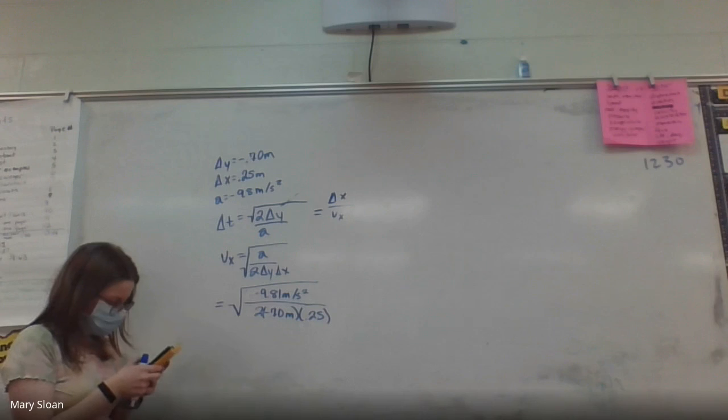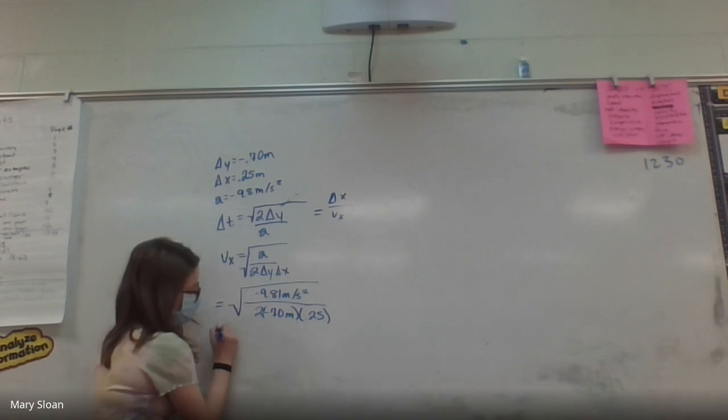Oh, okay. 5.3. Yes, that's what I got too. You have to round to 5.3, and it's meters per second. So everybody good with 5.3 meters per second? All right. Go ahead and get up and go to your station to go find your thing.